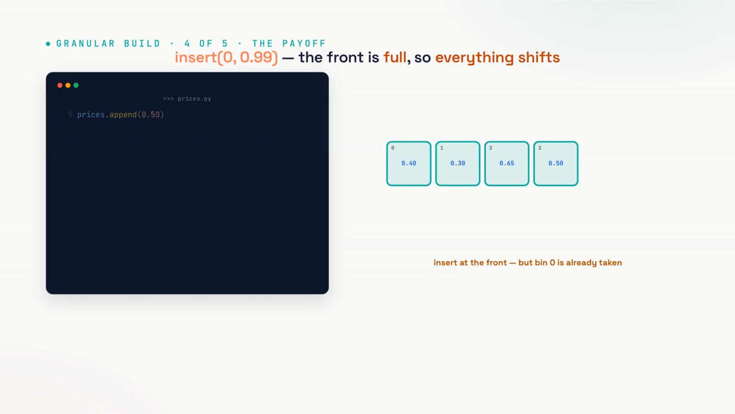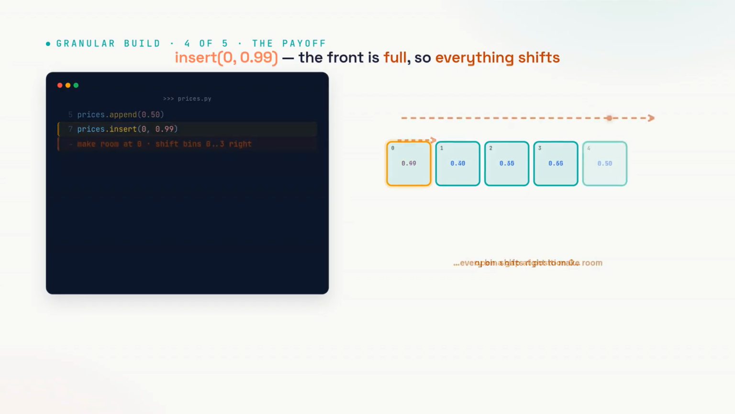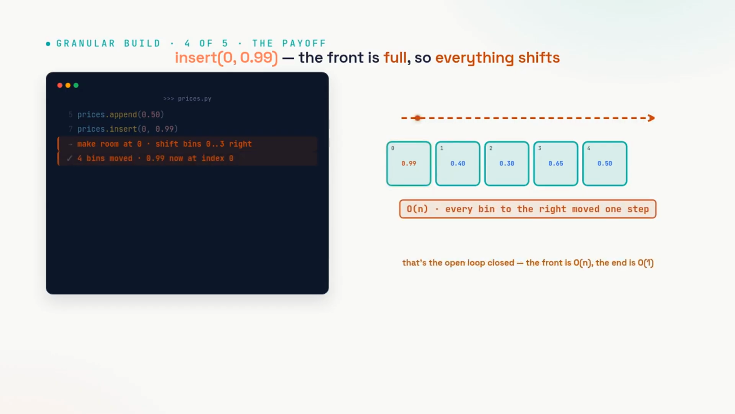Step 4, the payoff. We insert at index 0, but bin 0 is already taken. So what does Python do? It has to open a gap at position 0, make room for the new tote at the front. And to make that room, every bin to the right shifts one step right. 0.99 lands at 0, and the old 0, 1, 2, 3 each slide into 1, 2, 3, 4. 4 bins moved. That's O(n), every bin to the right moved one step. And there's the open loop closed. The front costs a million moves on a million item list, the end costs none. Same shelf, opposite ends, opposite costs.